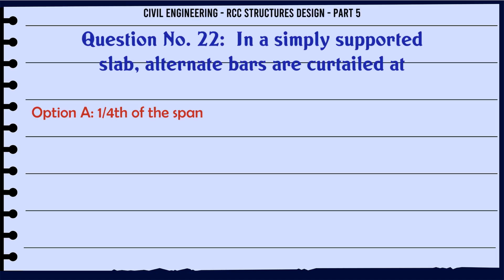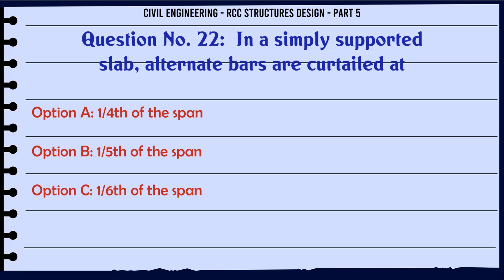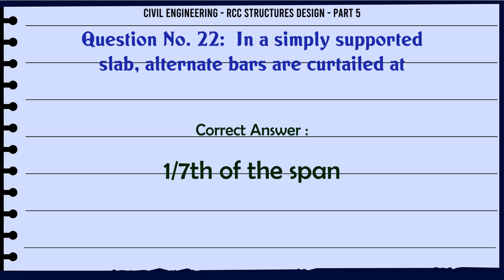In a simply supported slab, alternate bars are curtailed at A. 1/4 of the span, B. 1/5 of the span, C. 1/6 of the span, D. 1/7 of the span. The correct answer is 1/7 of the span.